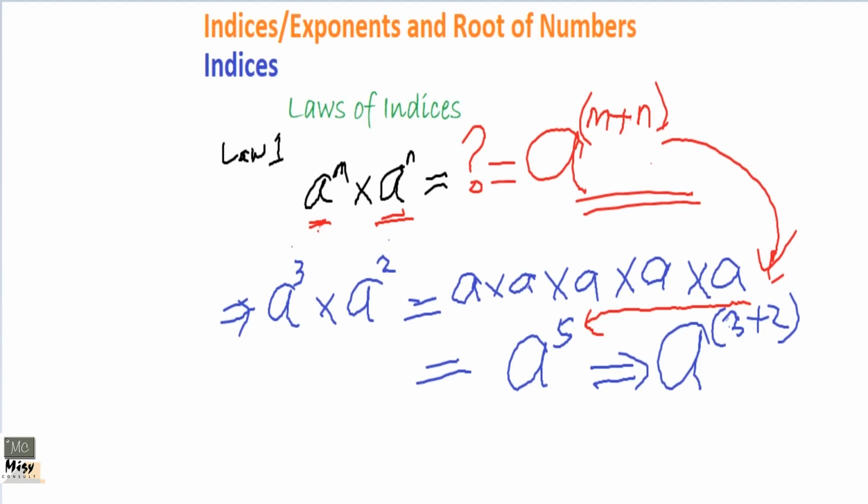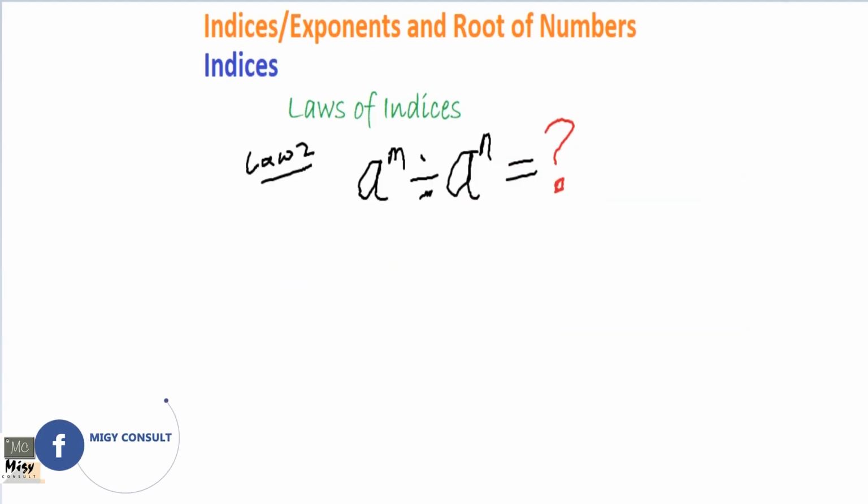So we add the indexes on top of one of the bases. The next one is a new one this time around: a raised to the power m divided by a raised to the power n.